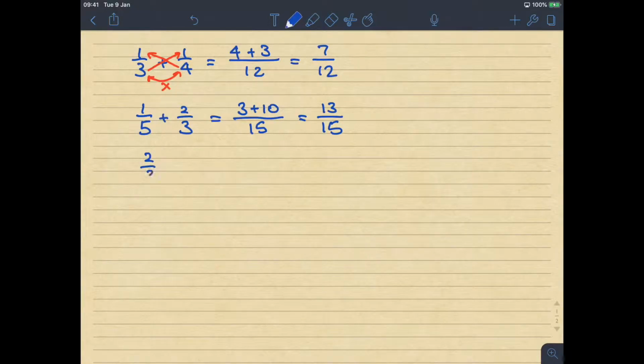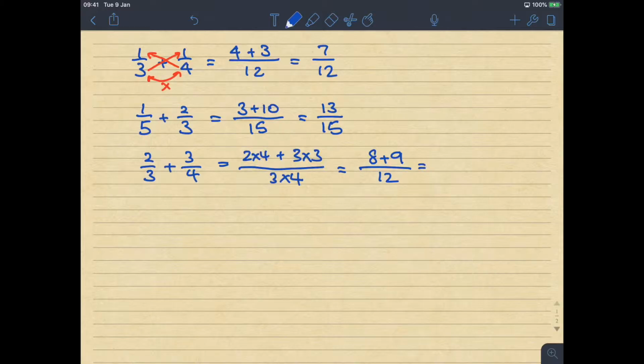Alright, next one, shall we try one with perhaps numerators that are not equal to 1. The method is the same, so at the top we have 2 times 4. If I write it out this way, hopefully you can see very clearly what we're doing. I'm sure by now you will know exactly what we need to do. Yeah, so 3 times 4 at the bottom is 12. At the top we have 8 plus 9, which is 17 over 12. And we have an improper fraction, so we can simplify that to 1 and 5/12.